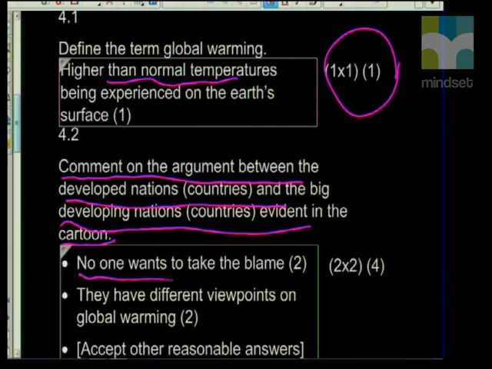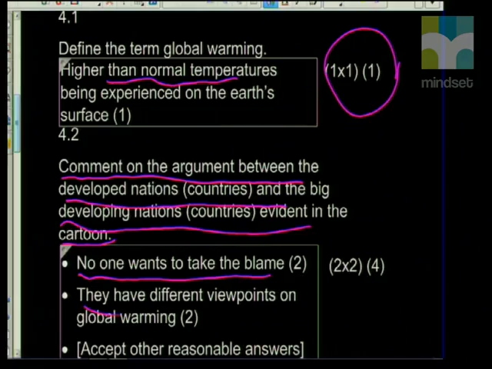And of course, remember the developed countries do not want to give in because they want to grow as economic powerhouses. And the developing countries are saying, whoa, we also want to become like you. Now you can't stop us. So there's a disagreement there. So when we comment about it, we take it from the article. No one wants to take the blame. They're blaming one another, saying, no, you caused it. And the developed countries are saying, you caused it. It's not our fault because everybody wants to develop.